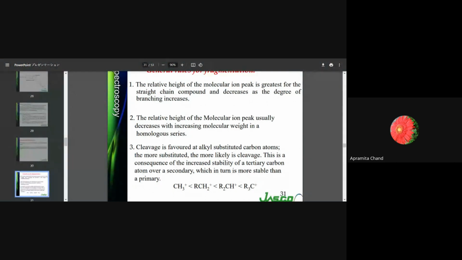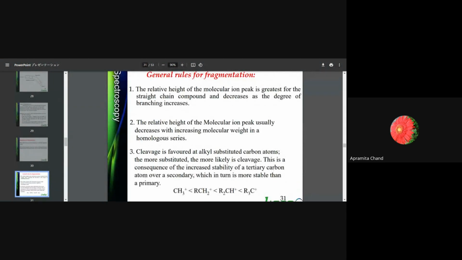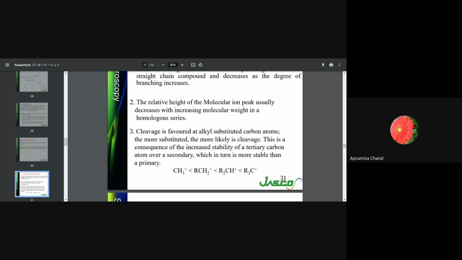The relative height of the molecular ion peak also decreases with increasing molecular weight. As molecular weight increases, the height of the molecular ion peak also decreases, particularly for a homologous series. You can see that the cleavage is favored at alkyl substituted carbon atoms. The more the substitution, the more cleavage is possible.